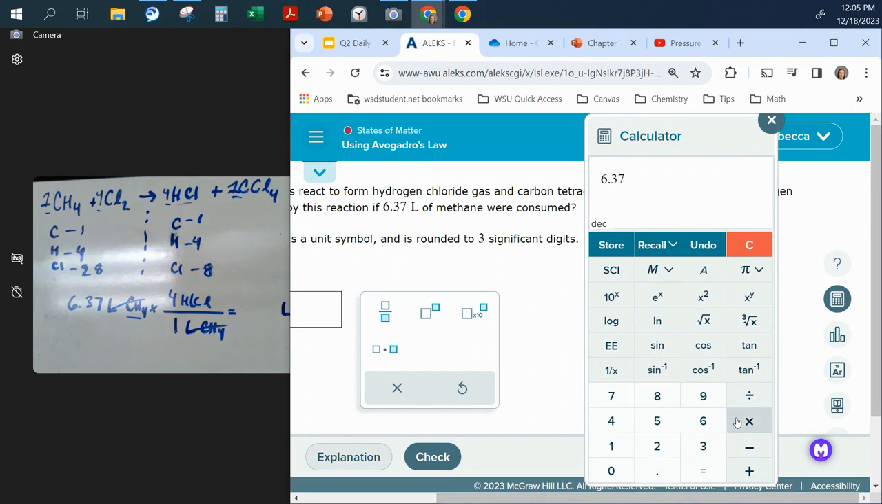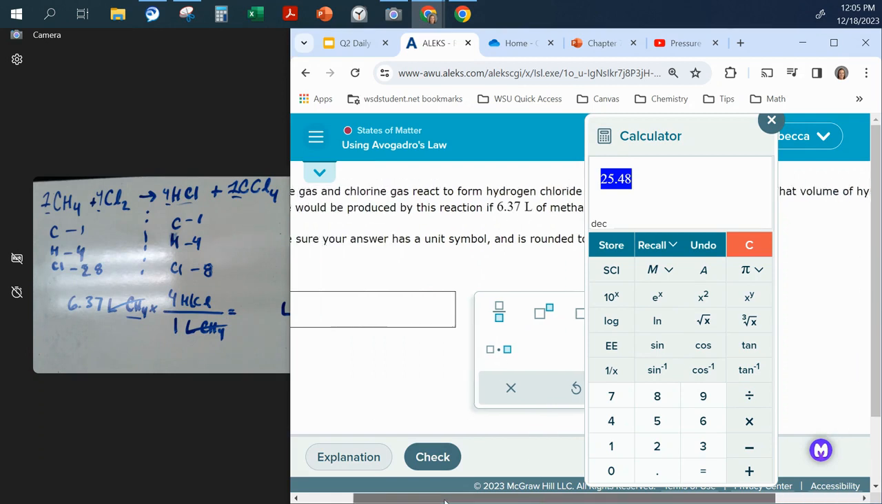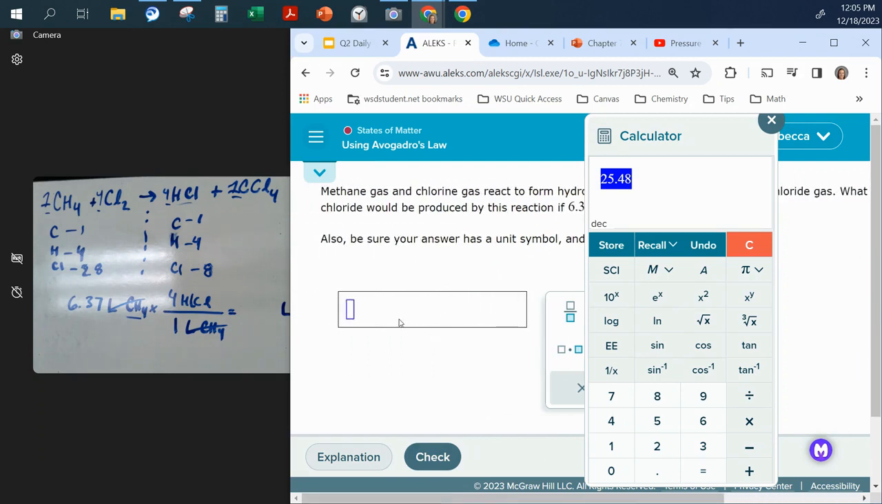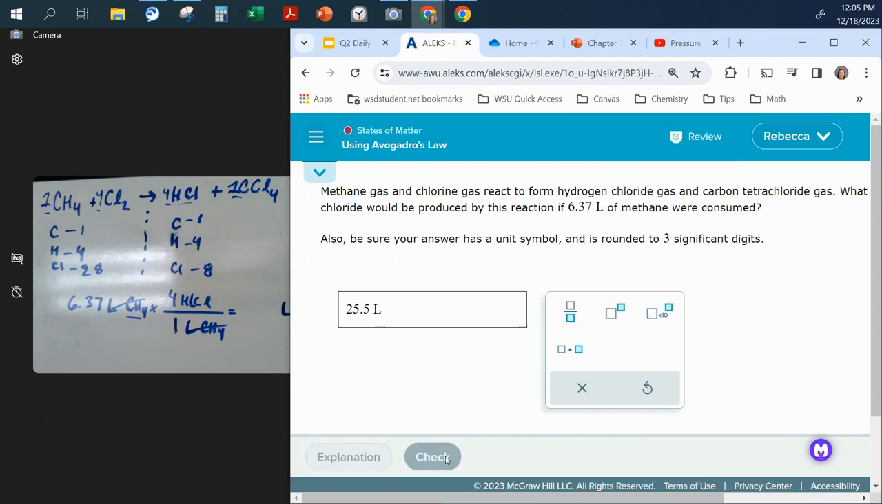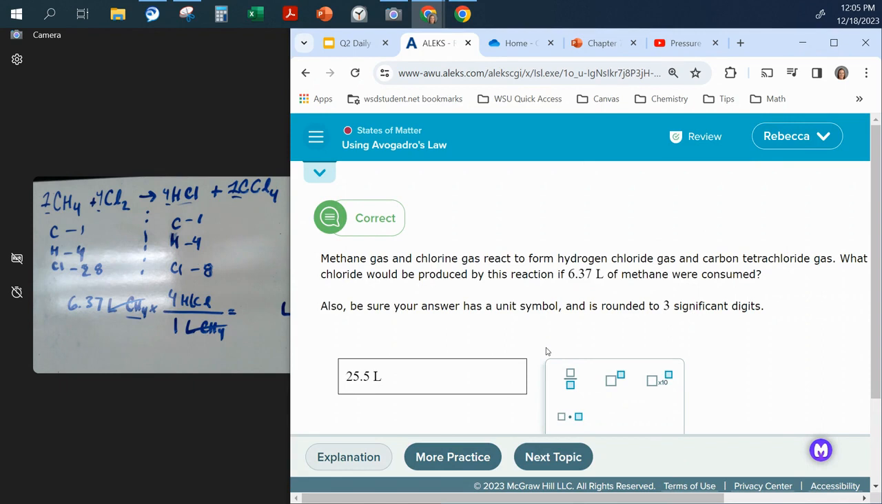6.37 times 4 over 1. Okay, 25.48. So the value they give us has 3 sig figs, so our answer should have 3. 25.5. And then they asked us for a unit, so we're going to put liters. I don't know why some of them ask us and some of them don't. Okay, so this one's just a stoichiometry problem.